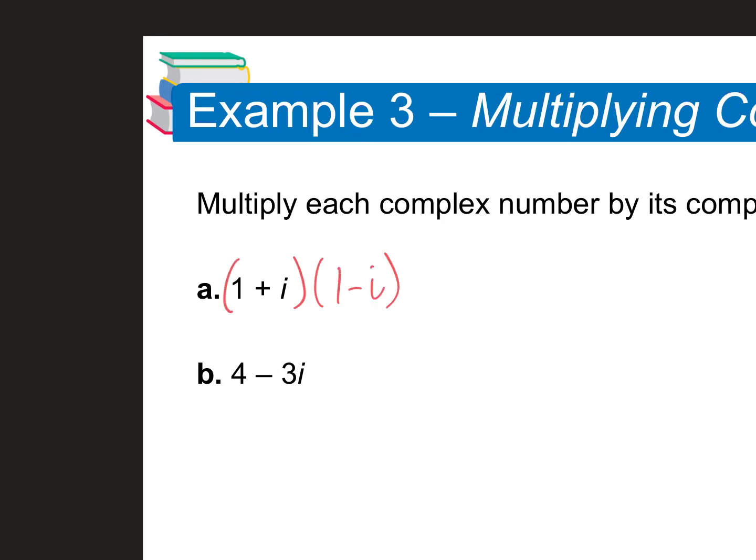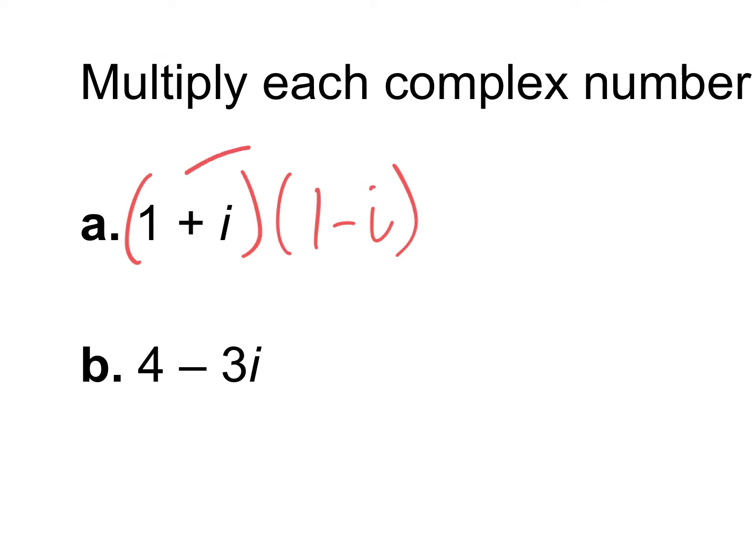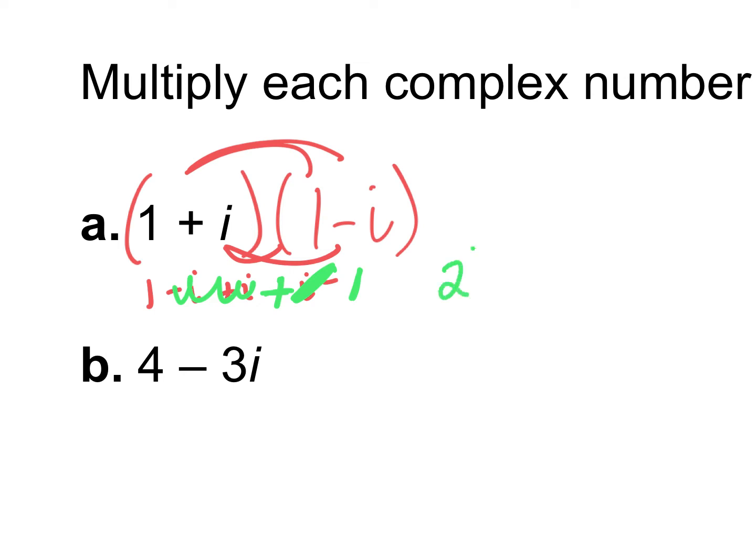1 minus i. So when we FOIL this, 1 times 1 is 1. 1 times negative i is negative i, times 1 is plus i. And i times negative i is negative i squared, right? Well, when I see i squared, I cross it off. And I change what? The sign here? What number is there? There's 1. So what happens with the i's in the middle? They cancel, and your answer here is just 2.